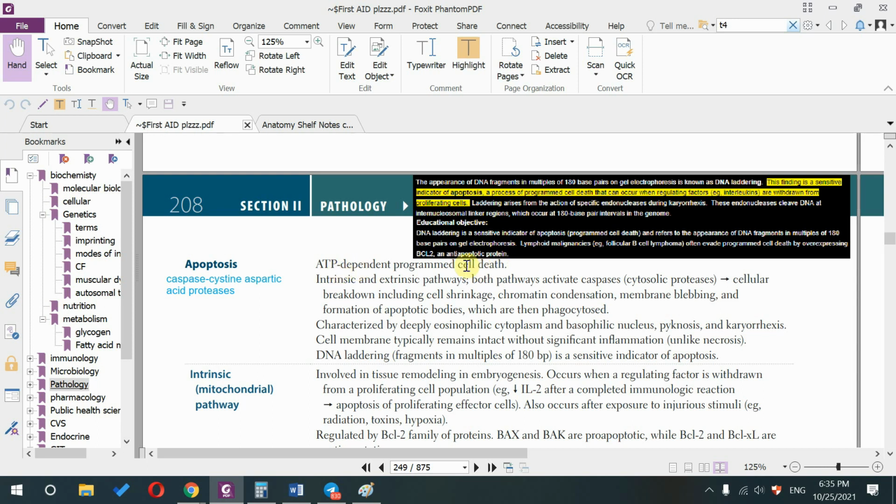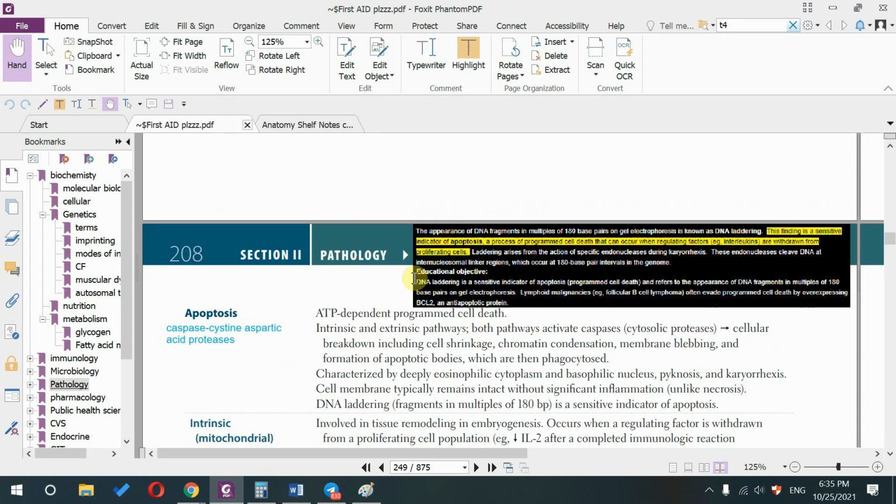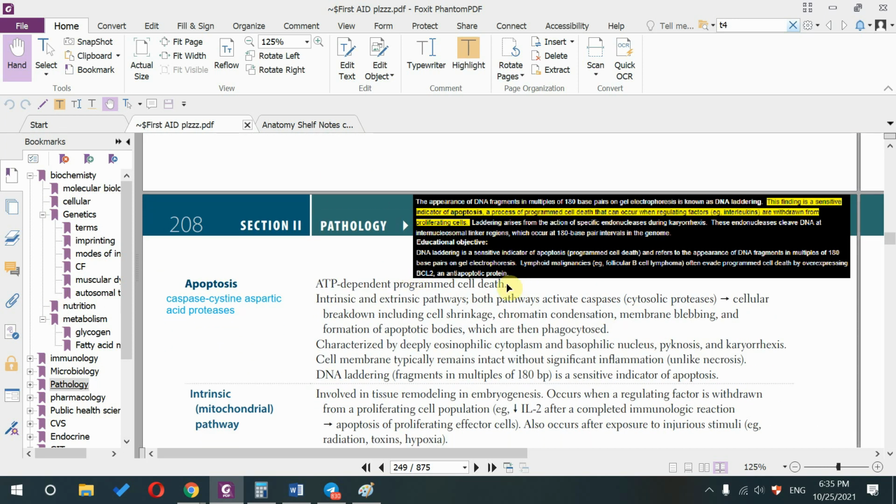And it's programmed. Why is this important? Because necrosis is not programmed. Necrosis, we are forced to do it due to stress. But apoptosis is physiological most of the time. So here we have the following.